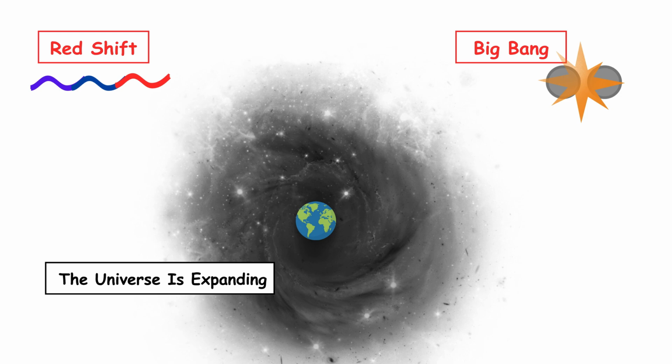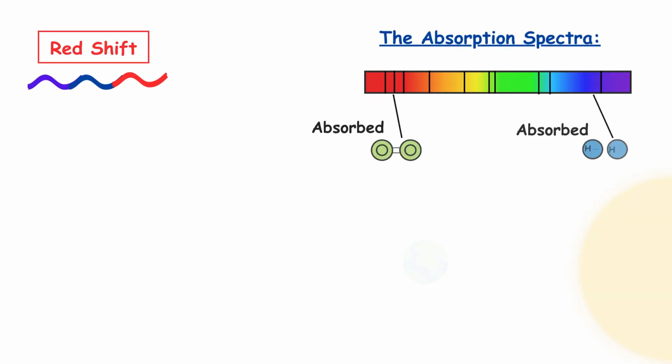The main piece of evidence we have to support this conclusion is something called redshift, which is the redshifting of light coming from very distant galaxies. The underlying explanation for why the universe is expanding lies in what we call the Big Bang theory, which we will also look at. Now, to really understand what redshift is, we first need to understand the concept of absorption spectra.